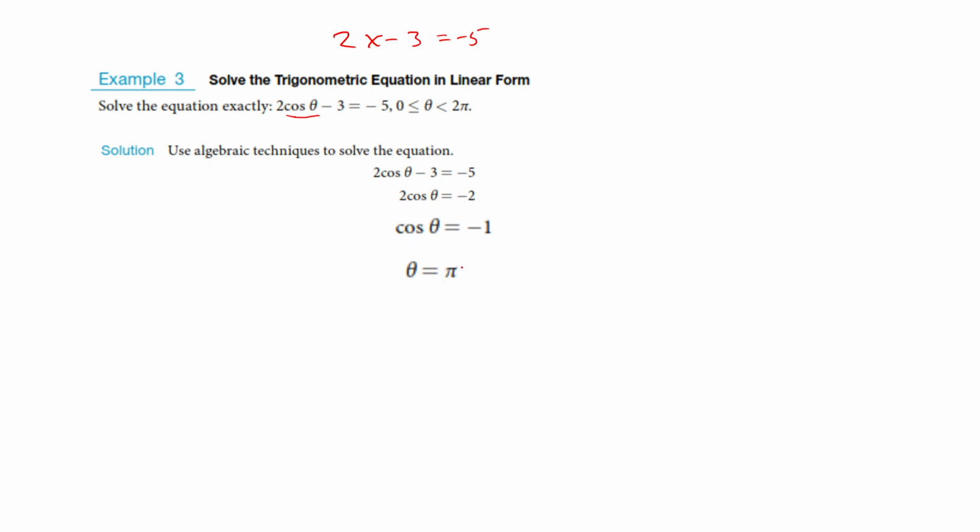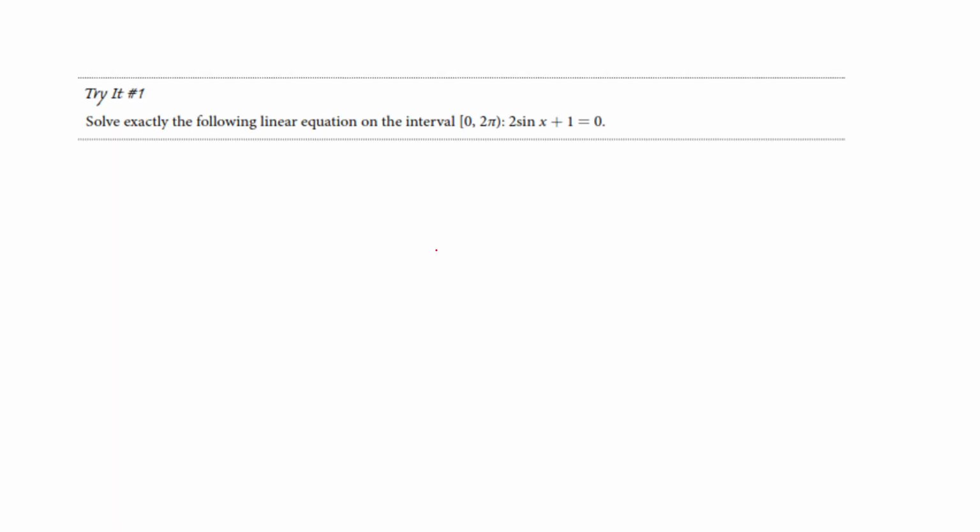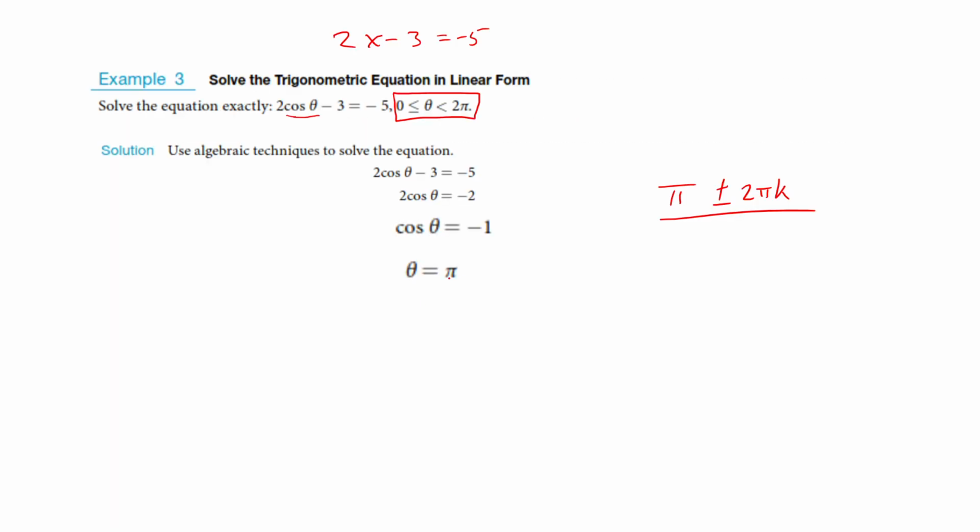Now, what about spinning around the circle, though? There are the coterminal possibilities, so shouldn't we add this? Well, typically we would. Typically we'd add on that we could keep spinning around, but sometimes the problem will say, I just want you to tell me the values on one trip around the unit circle. If that's the case, pi is the only value. We don't have to do it on this one because they told us to limit it to one trip around the circle.